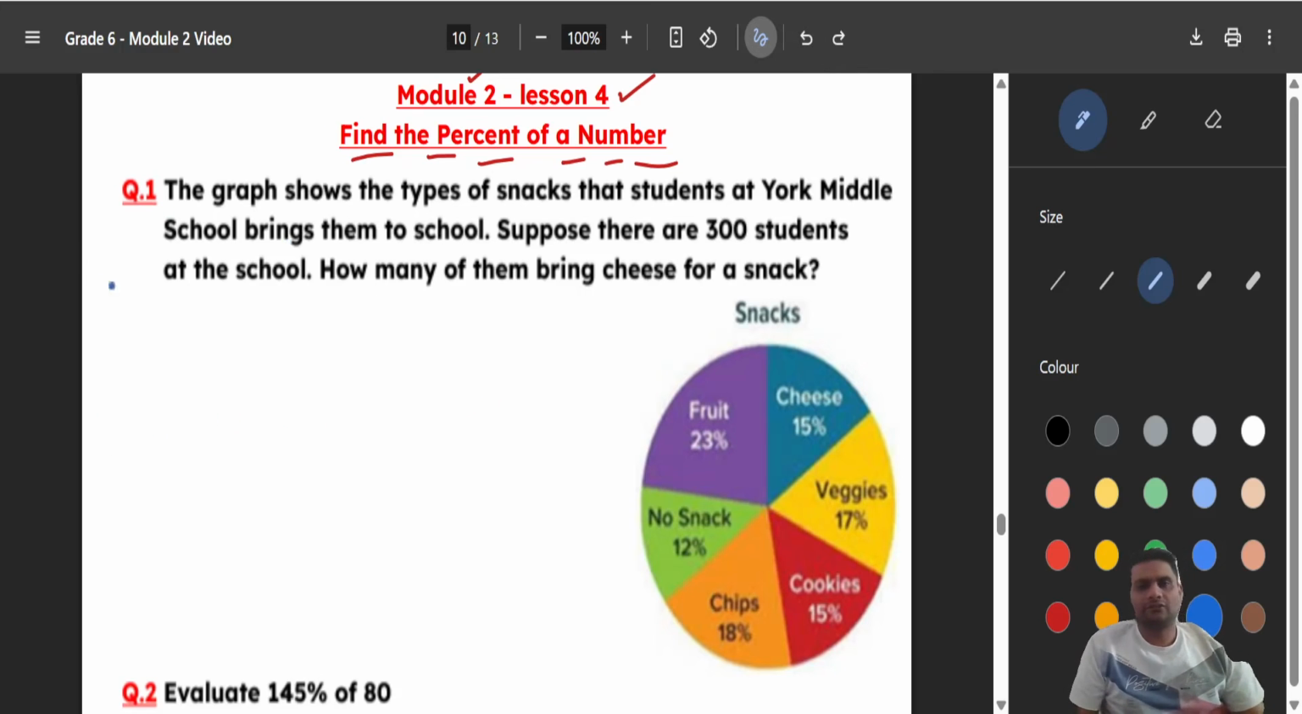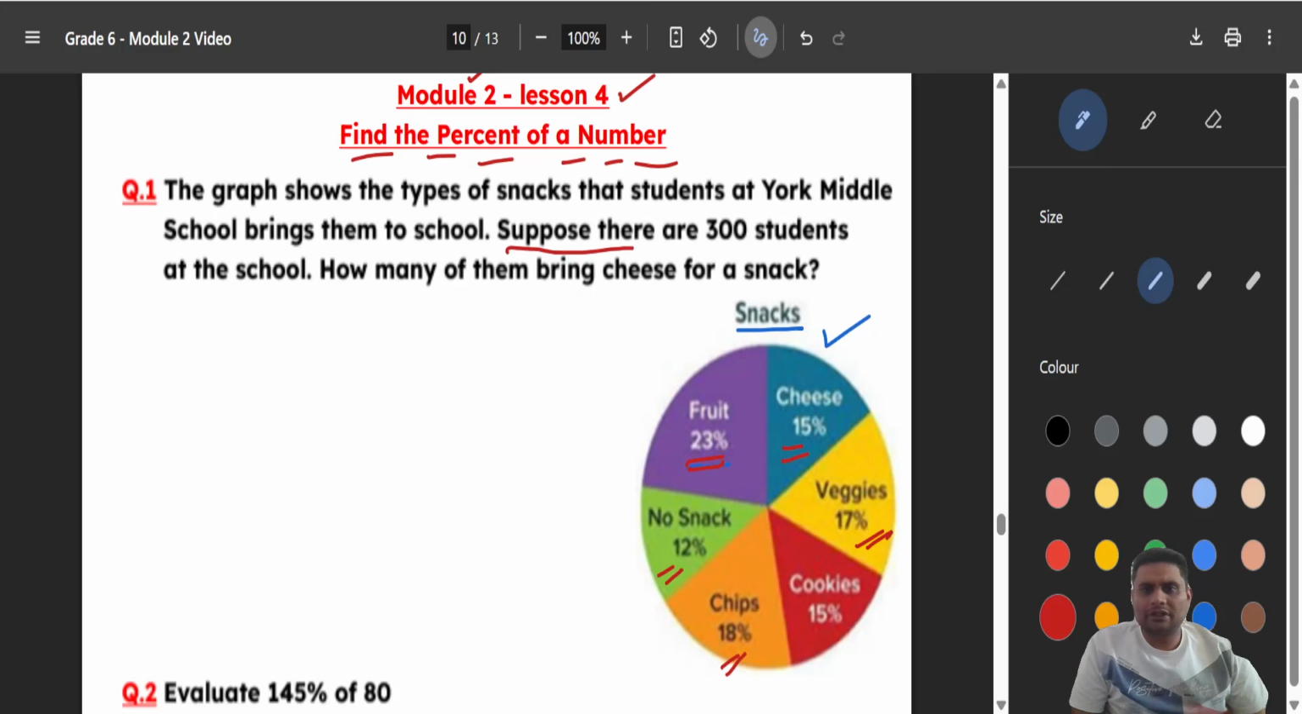Now let us read the first question. The graph shows the type of snacks that the students at York Middle School bring to school. So this pie chart tells me about the different types of snacks that the students are bringing to school. Fruits 23%, cheese 15%, veggies 17%, cookies 15%, chips 18%, snacks 12%. So the total will be 100%. Out of 100%, the categories are given, right?